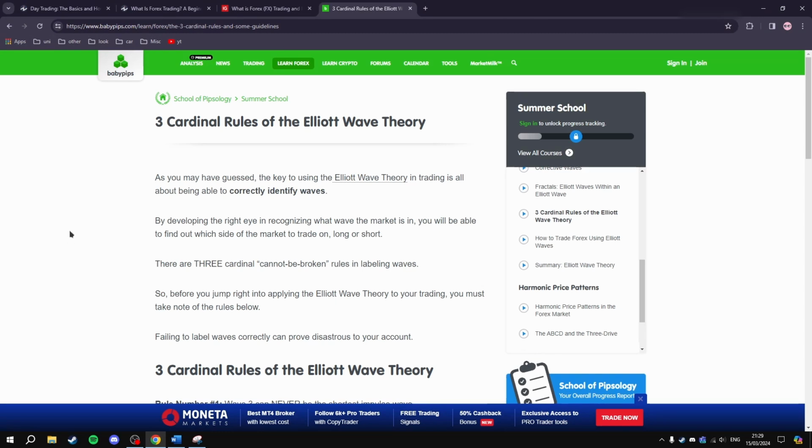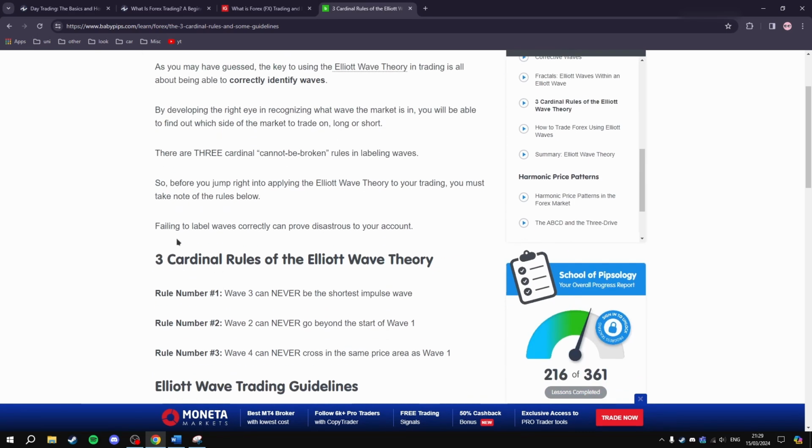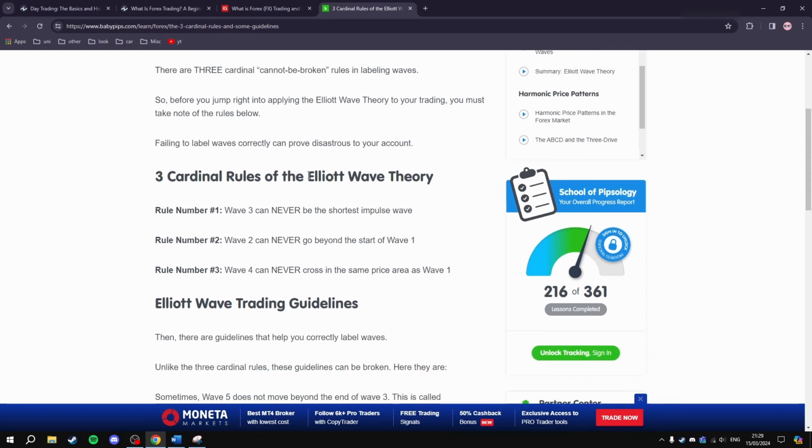As you may have guessed, the key to using the Elliott wave theory in trading is all about being able to correctly identify waves. By developing the right eye and recognizing what wave the market is in, you will be able to find out which side of the market to trade on, long or short. There are three cardinal, cannot-be-broken rules in labeling waves. So before you jump right into applying the Elliott wave theory to your trading, you must take note of the rules below. Failing to label waves correctly can prove disastrous to your account.